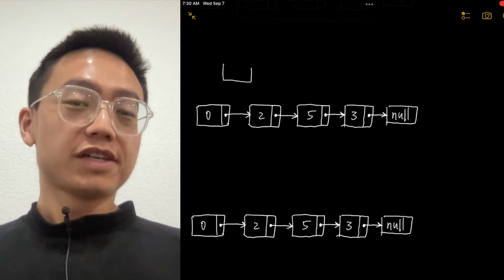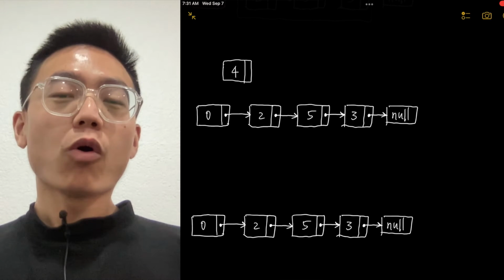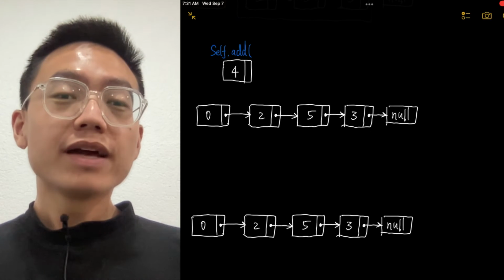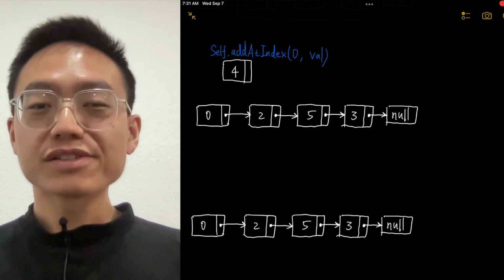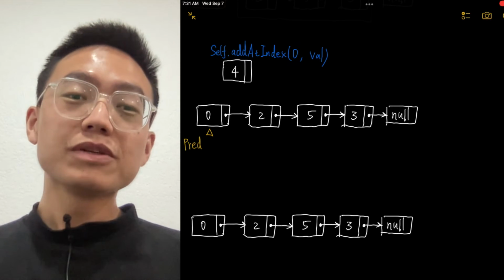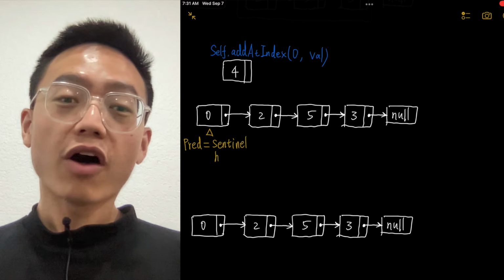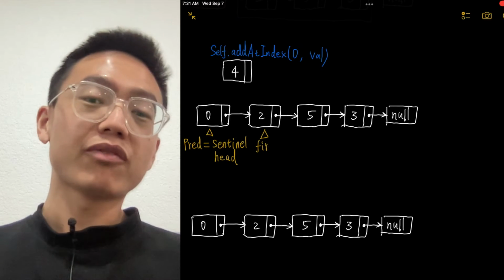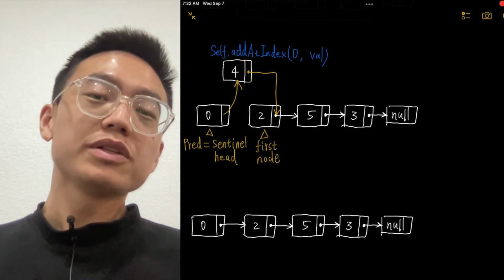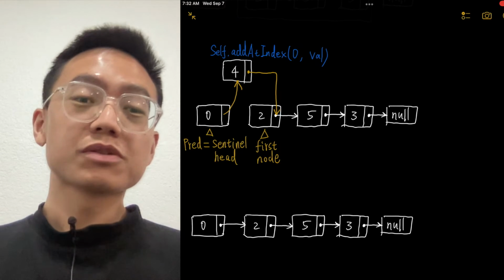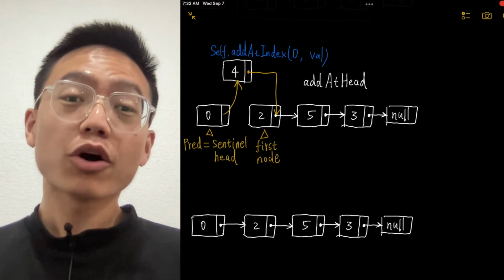If we want to insert a node at the head, we call the function self.addAtIndex(0, val). Its predecessor is the sentinel head. We just add a node of value val before the first element of our linked list. After this insertion, the new node will be the first node of the linked list. So this is our addAtHead operation.